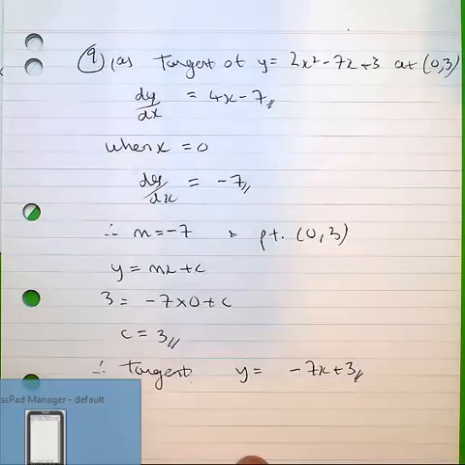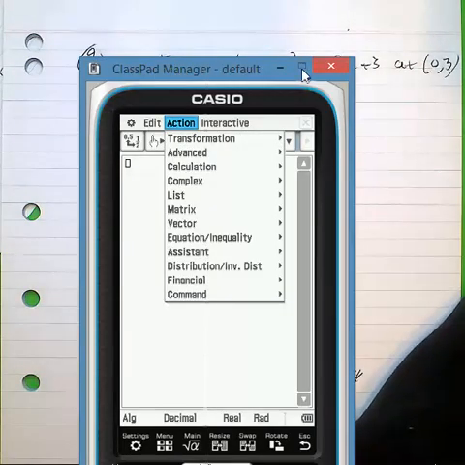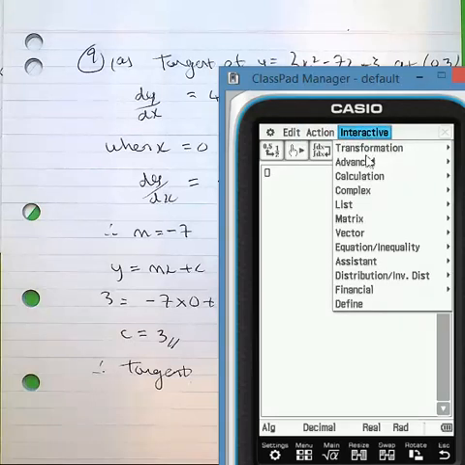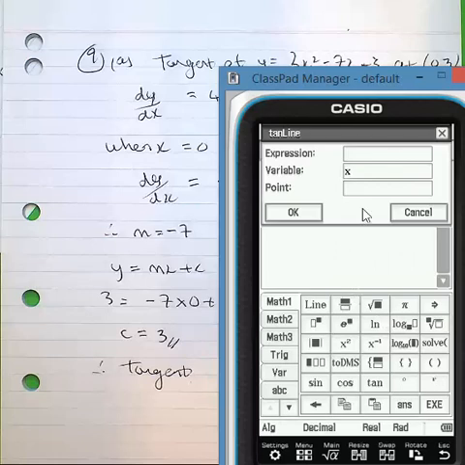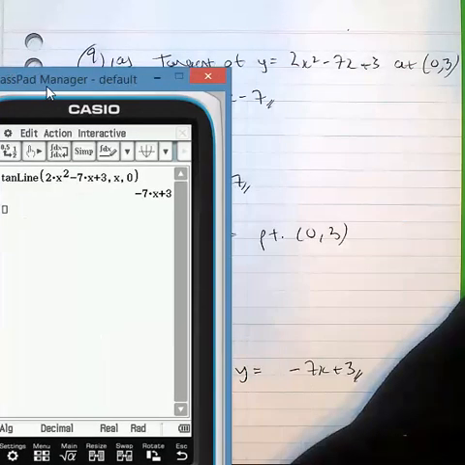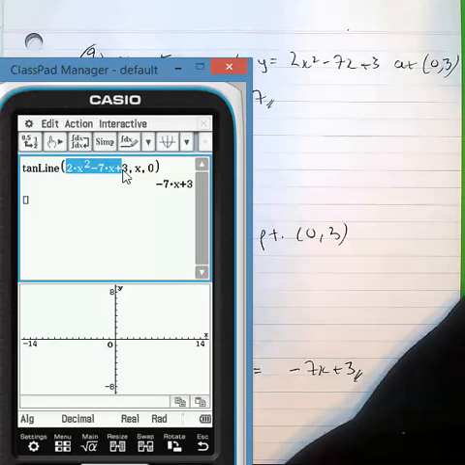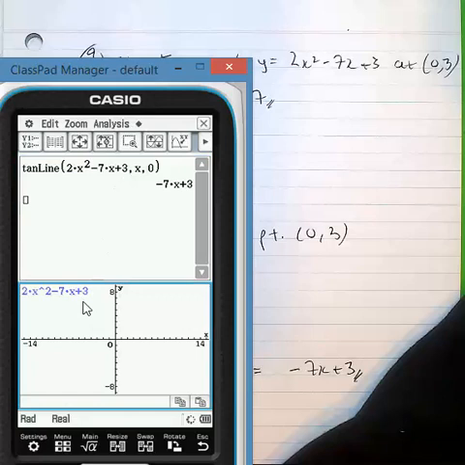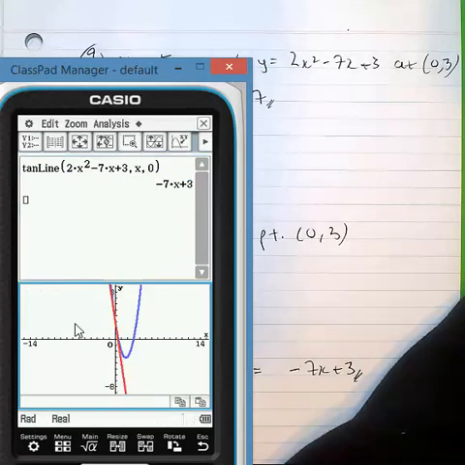Now, as you saw in one of the earlier problems I demonstrated, it doesn't hurt to have a practice or double check this on your calculator. So interactive calculation, line, tan line, put in the value, and we want the point 0. And okay, -7x plus 3, which is what we got there. And if you want to, you can put them both onto a graph. So you can see, nice little pictorial representation.